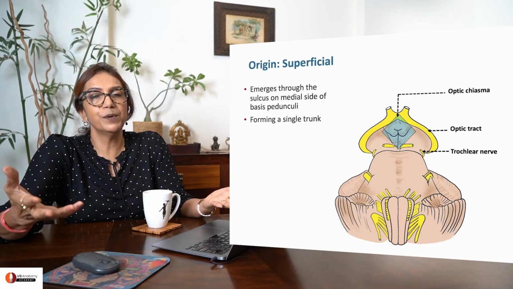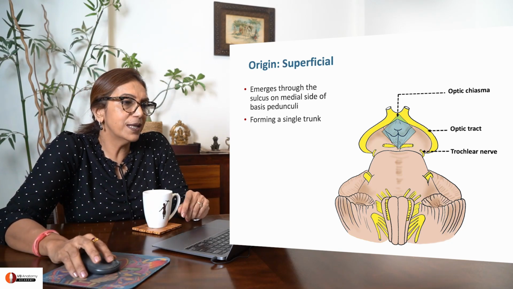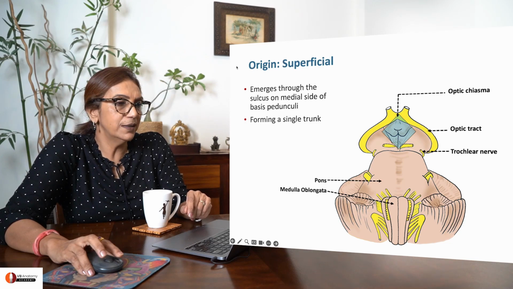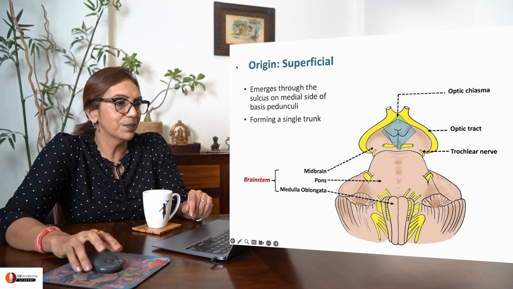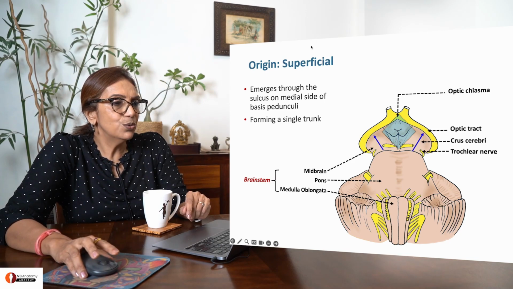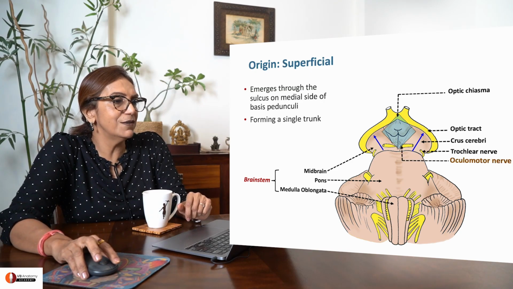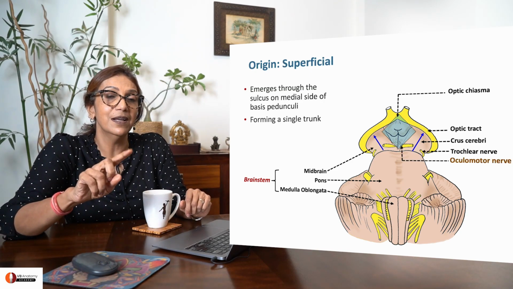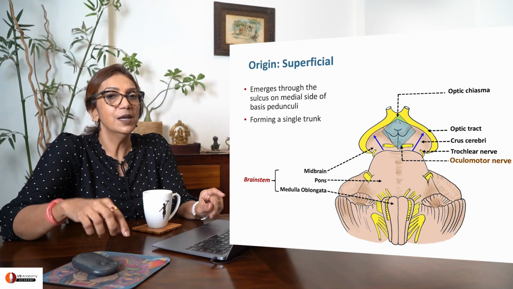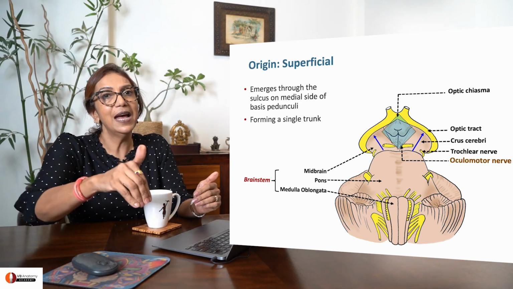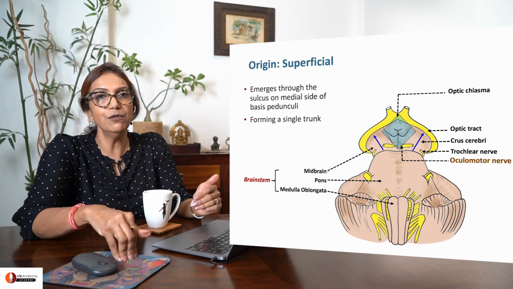Now, what about the superficial attachment? Take a look at this beautiful image. This is your medulla oblongata, your pons and midbrain, basically your brain stem. These two are the crus cerebri, and medial to them, you can see this oculomotor nerve emerging out as a single trunk. Why do I mention single trunk? Because it's actually consisting of fibers from the Edinger-Westphal nucleus as well as the oculomotor nerve motor nucleus.